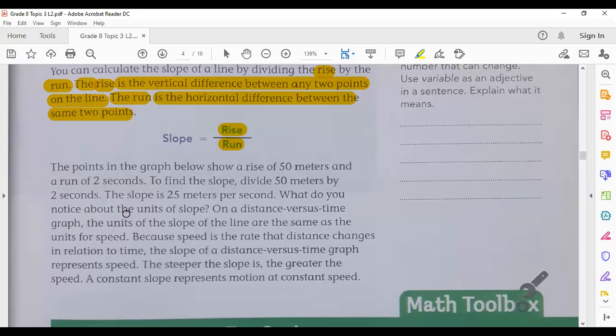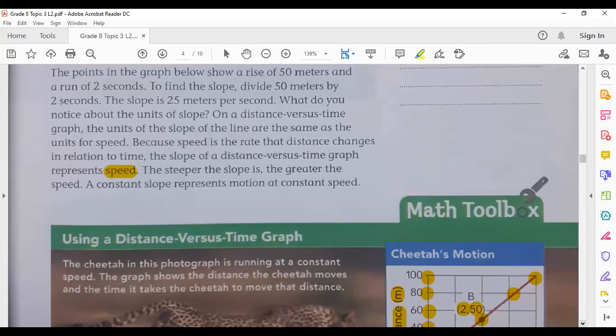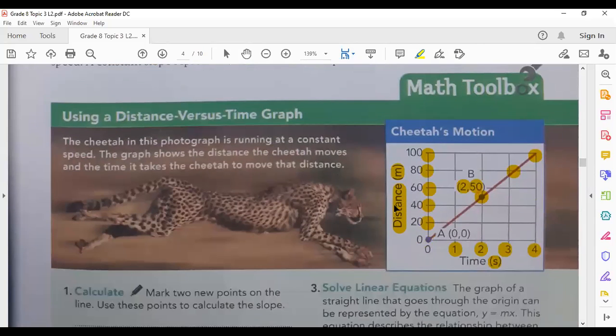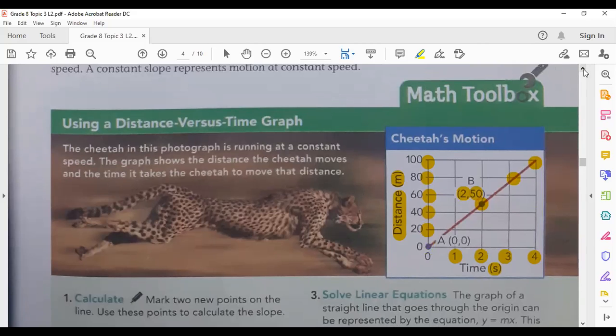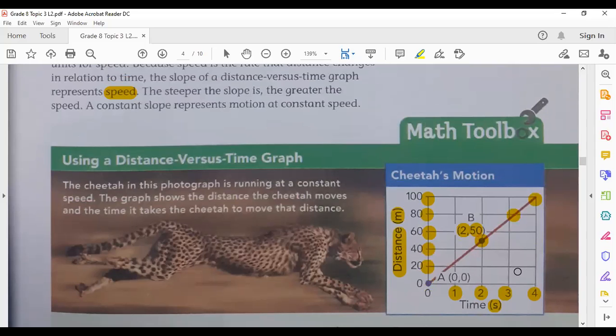What do you notice about the units of slope? On a distance versus time graph, the units of the slope of the line are the same as the units of speed, meters per second, because speed is the rate that the distance changes in relation to time. So the slope of a distance versus time graph represents speed, as I told you. It is in meters per second.